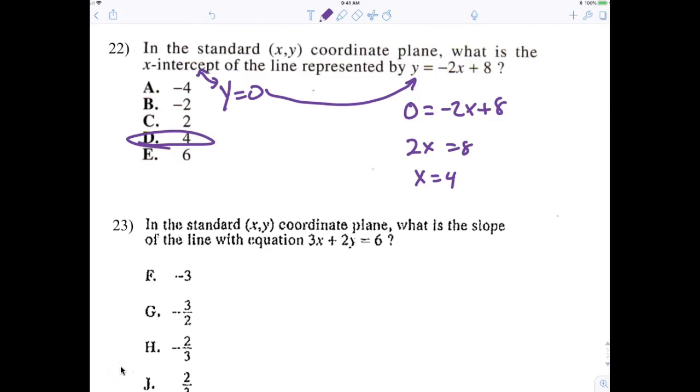And now type in the equation negative 2x plus 8. Everybody type in negative 2x plus 8. Now graph it. And now just look. Where does it cross the x-axis?